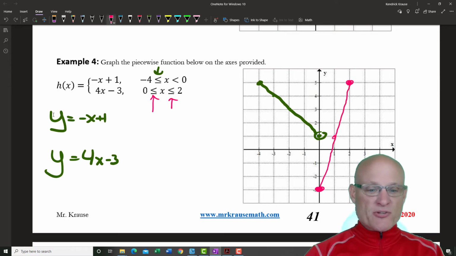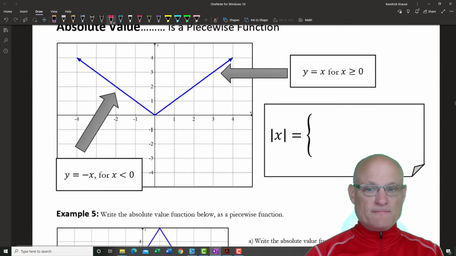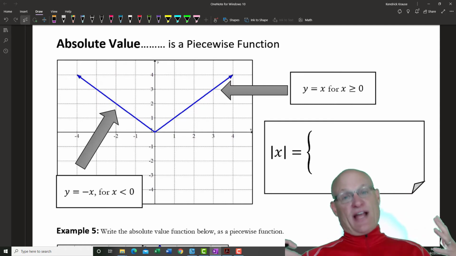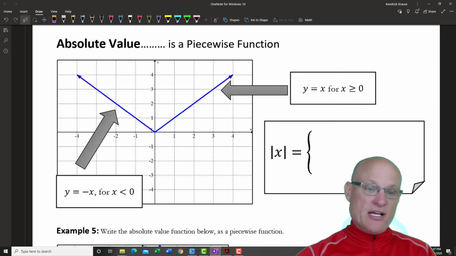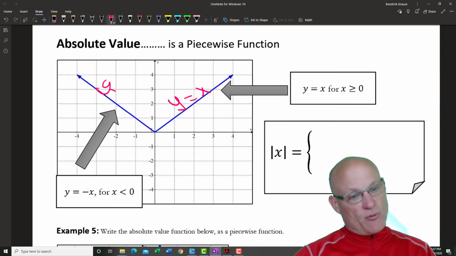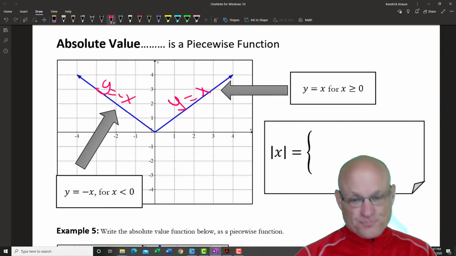That's it. Let's do another one. Maybe that's it. Nope, we got another one. Oh, the absolute value function. So the absolute value function is actually 2 linear functions together. This piece is the line y equals +x, and this piece is the line y equals -x.